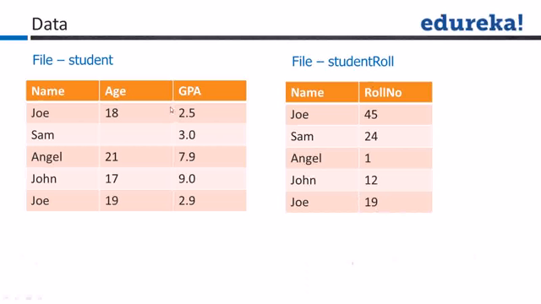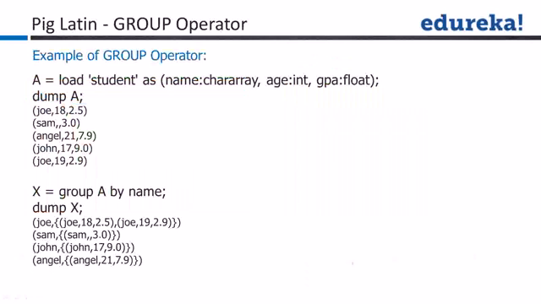So this is the data we'll look at, and we'll see what we do with it. We will try to understand what a group operator does using this data. The first step is when I say load A as student: name chararray, age int, and GPA float. This command everyone is familiar with. Then we do a dump. Then we group A by name. I'll show you this command by running it as well. But what will be the output?